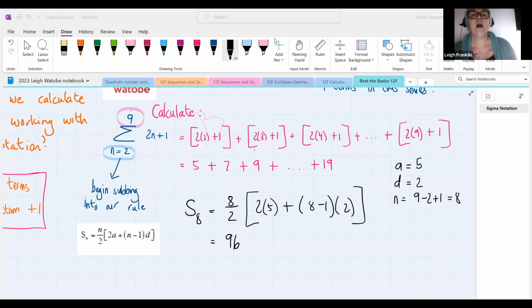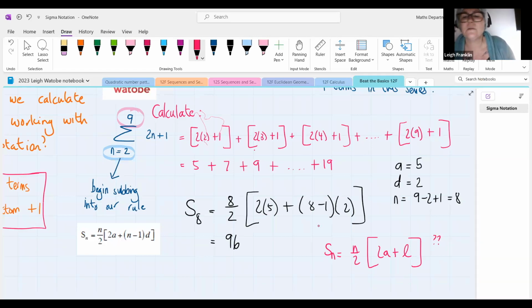Sissy Paul, you are talking about that formula: Sn equals n over 2, and then is it 2a plus l? I'm just trying to remember if that was correct.